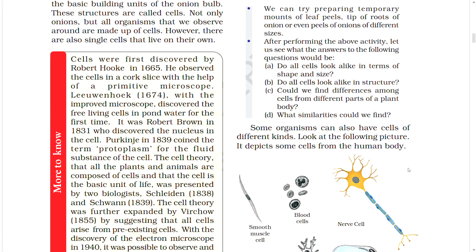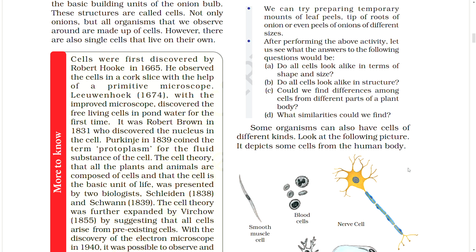More to know. Cells were first discovered by Robert Hooke in 1665. He observed the cells in a cork slice with the help of a primitive microscope. Leeuwenhoek, in 1674, with an improved microscope, discovered the free living cells in pond water for the first time. It was Robert Brown in 1831 who discovered the nucleus in the cell.